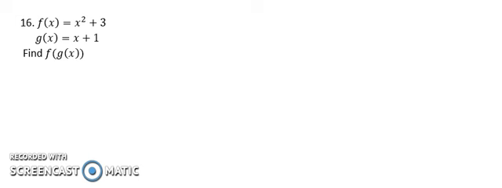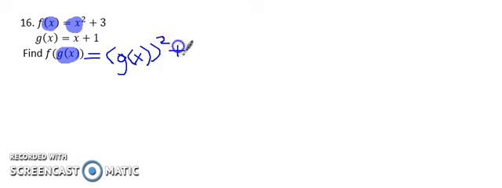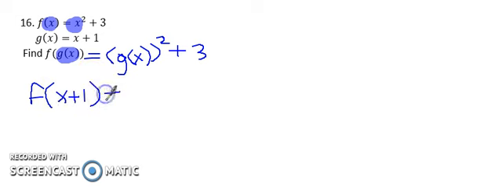We have to find f of g of x. All right, so g of x is in the x spot here. It needs to go in this x spot here. So we've got this is equal to g of x going into that x spot. Well, what is g of x equal to? It's equal to x plus 1. So we're plugging in x plus 1 into that g of x spot.